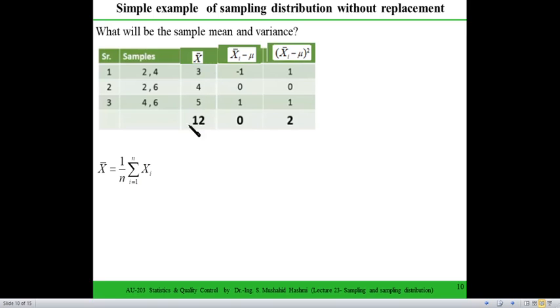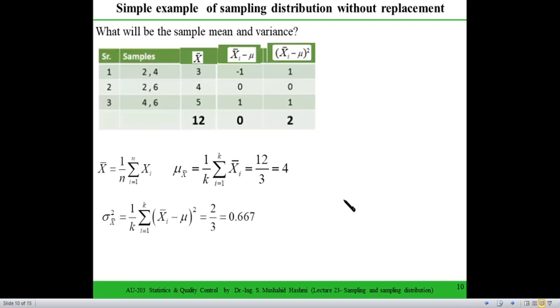If you take the sum of all the sample means, you can calculate the mean of those samples: the sum of all the mean values divided by the total number of samples. Here the number of samples k is 3. And if you calculate the variance, it is the sample mean subtracting mu x bar, and taking the square.